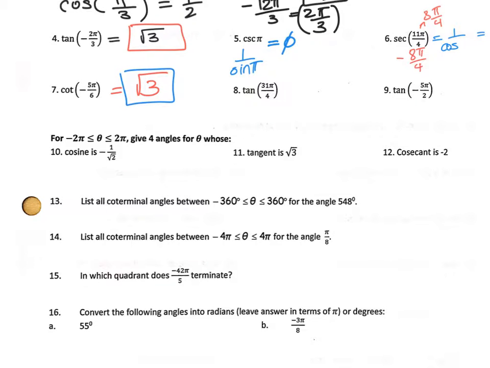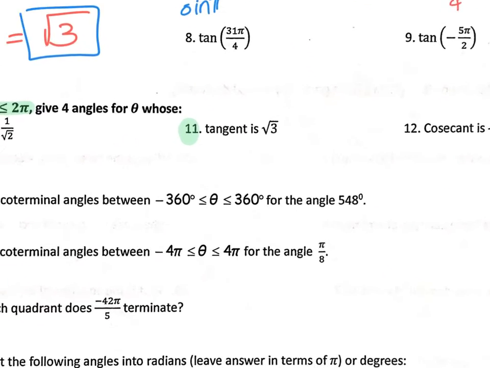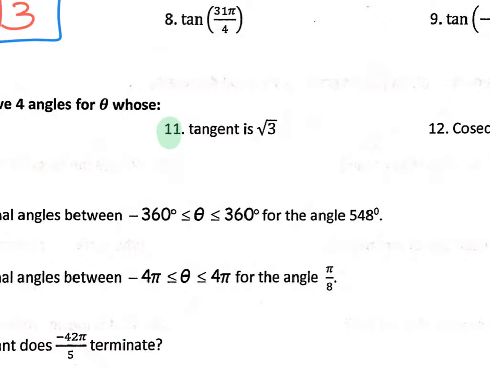Now let's move on to 10, 11, and 12. I'm going to do number 11. The angle that they are requesting has to be between negative 2 pi and 2 pi, so keep that in mind. And they want us to give 4 angles for theta whose tangent is radical 3. So what angle will give me a tangent of radical 3? Remember that tangent is sine over cosine, so the sine has to be radical 3 over 2 over 1/2 to simplify to give me radical 3.